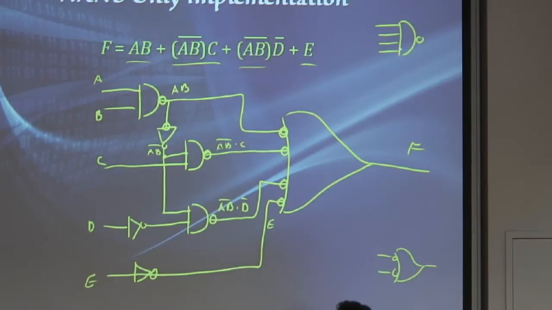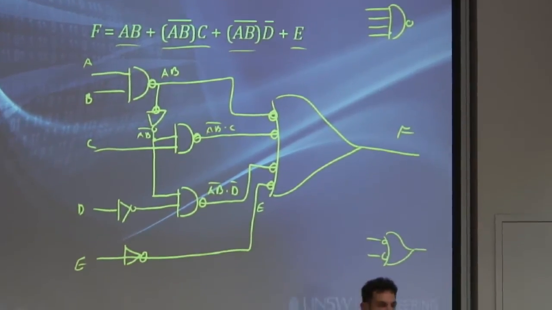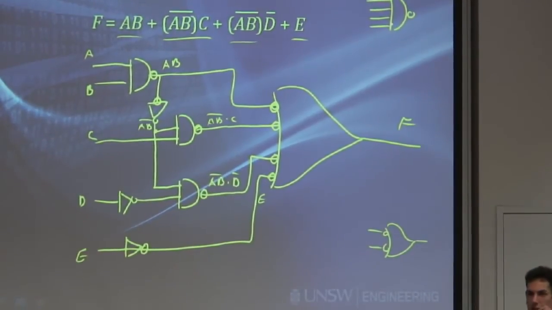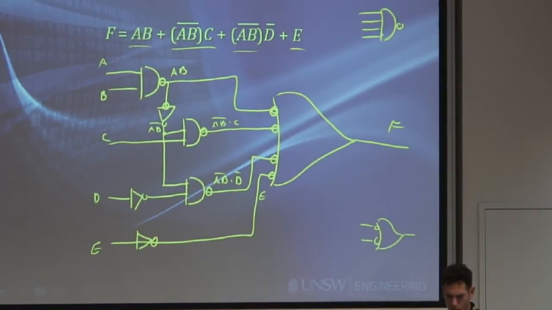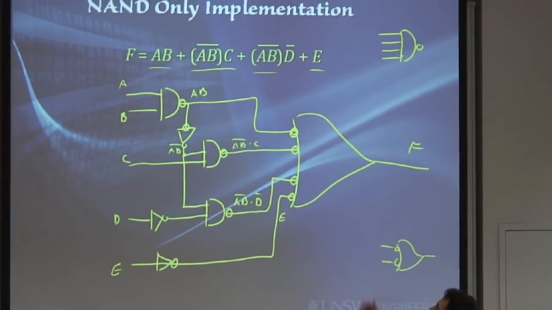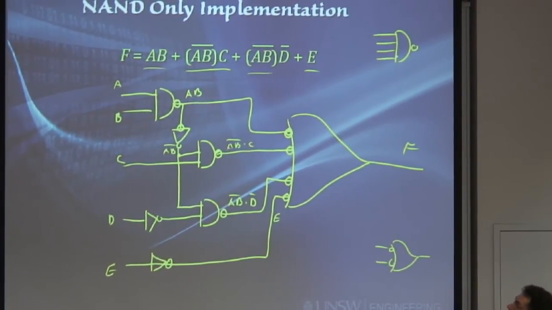These became NAND gates already. Inverters can be implemented using NAND gates, and we showed how. You just tie the 2 inputs together. And what I end up with, essentially, is a NAND-only implementation.